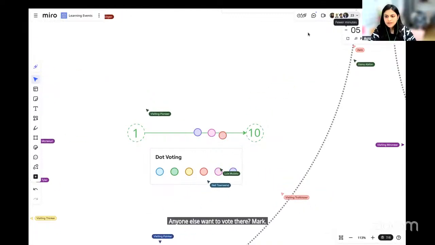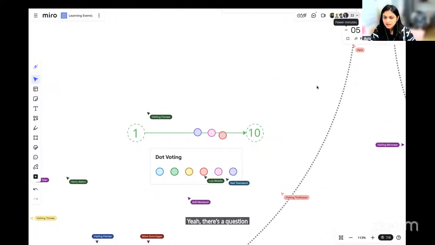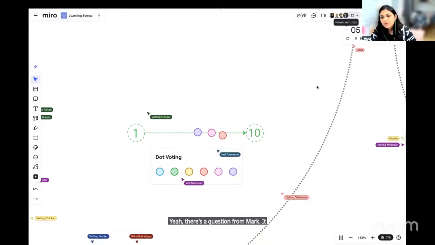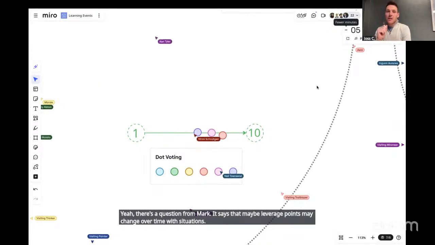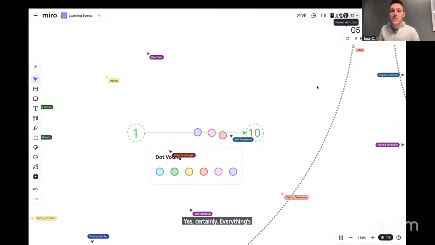Yeah, there's a question from Mark, which says that maybe leverage points change over time with situations. Yeah, certainly. Everything's dynamic in complex systems.